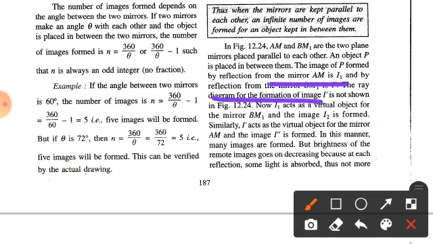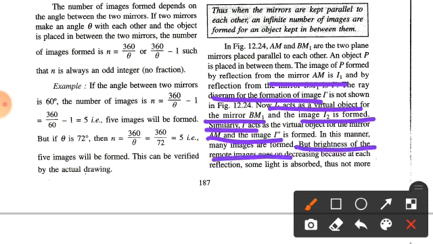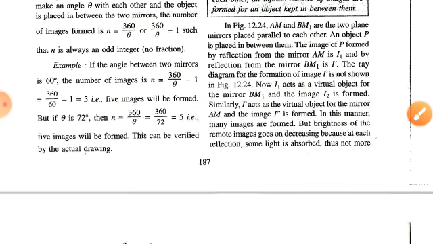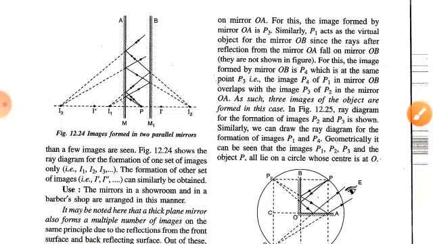Now I dash acts as the virtual object for the mirror BM1, and the image I2 is formed. Similarly, I acts as the virtual object for the mirror AM and the image I double dash is formed. In this manner many images are formed, but the brightness of the remote images goes on decreasing because at each reflection some light is absorbed, thus not more than a few images are seen.